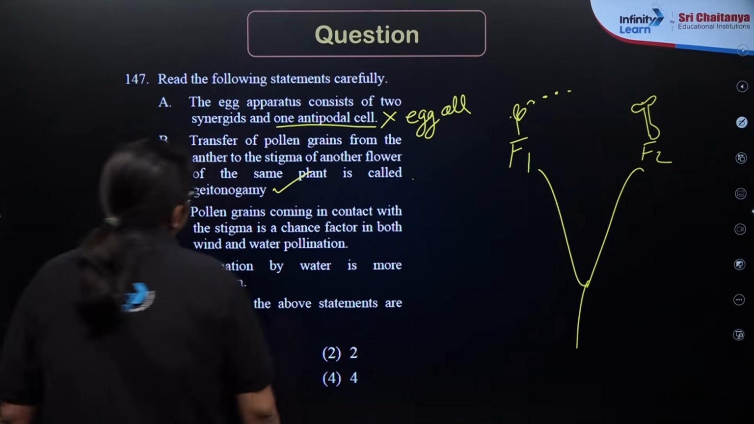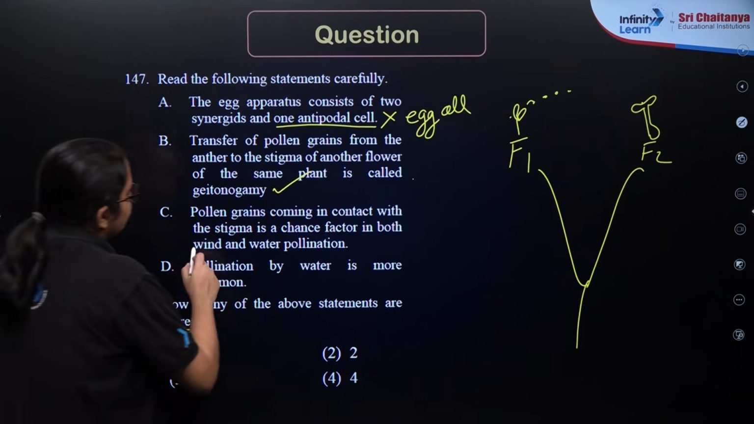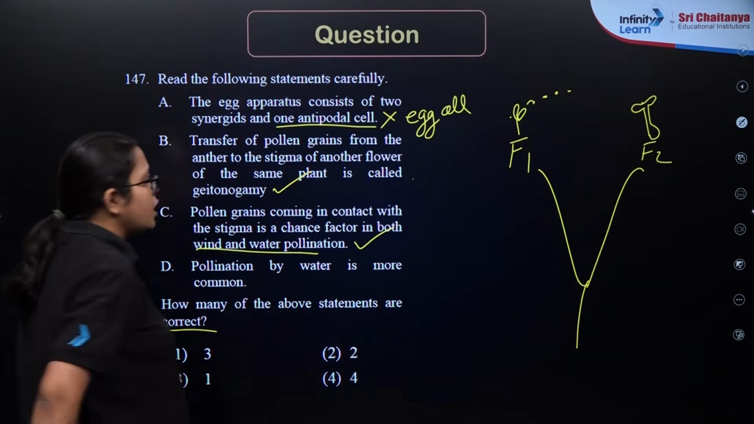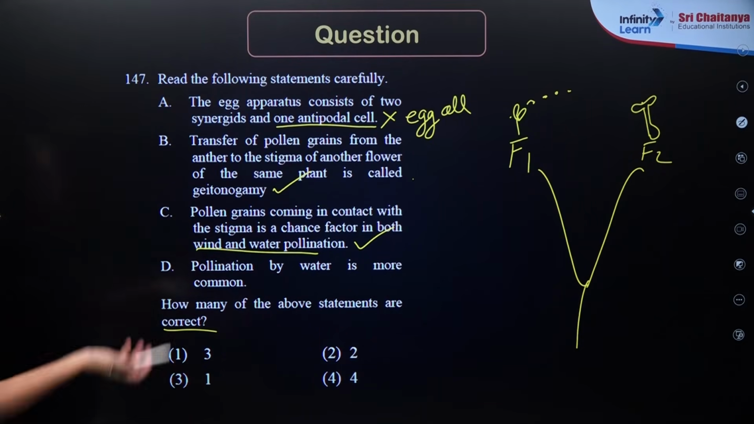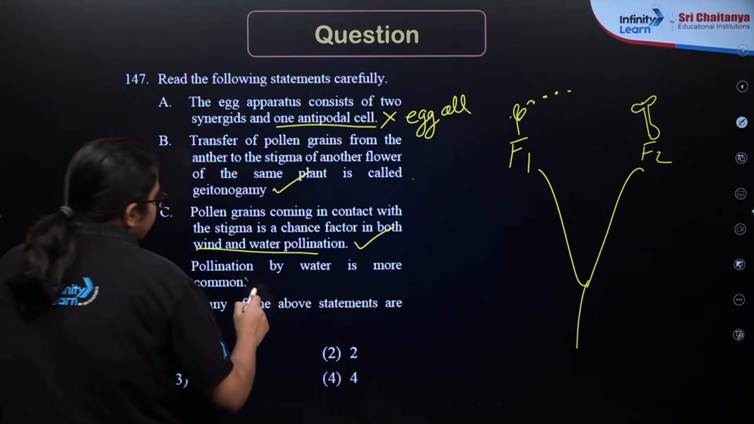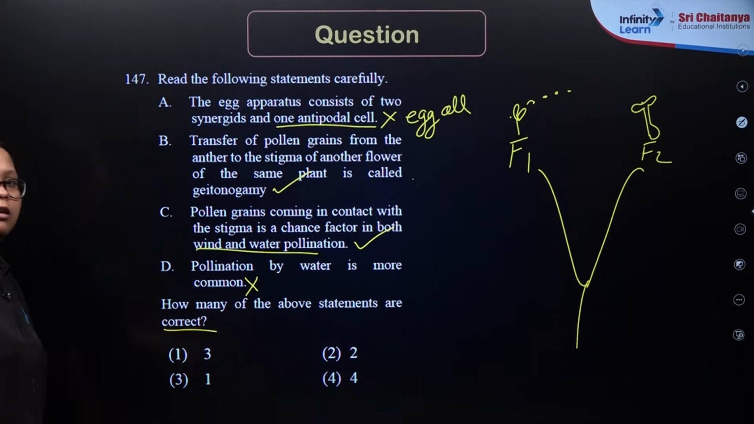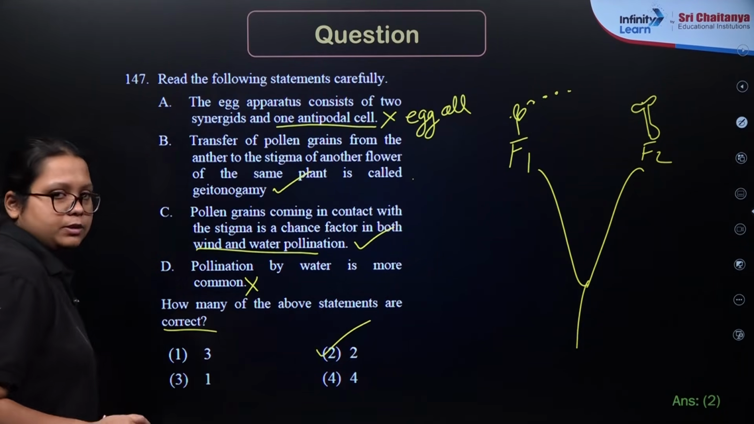Third one, pollen grains coming in contact with stigma is a chance factor in both wind and water pollination. Yes, it's a chance factor. It can come in contact, it cannot come in contact also. It depends on chance or luck. Last, pollination by water is more common. No, pollination by wind is more common. Water is rare. Pollination by water is rare. So how many of them are correct? 2 statements are correct statements. Okay.